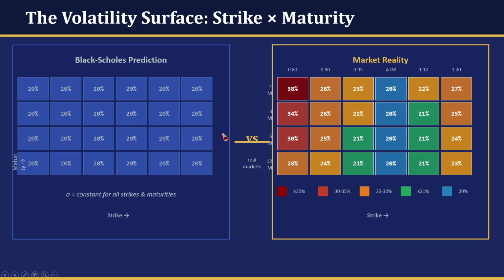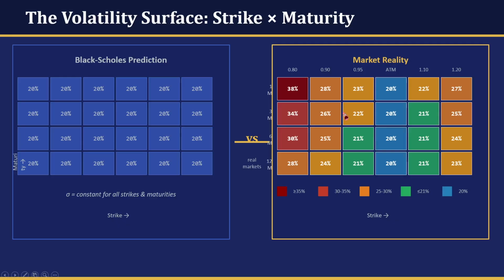So now let's extend this to the full picture. On the left is the world of Black-Scholes. Every cell in that grid reads 20%. It doesn't matter if you're looking at the 1 month option, 12 month, 80% moneyness, or at the money, same number everywhere. And on the right, the real implied volatility surface for an index, let's say for the S&P.